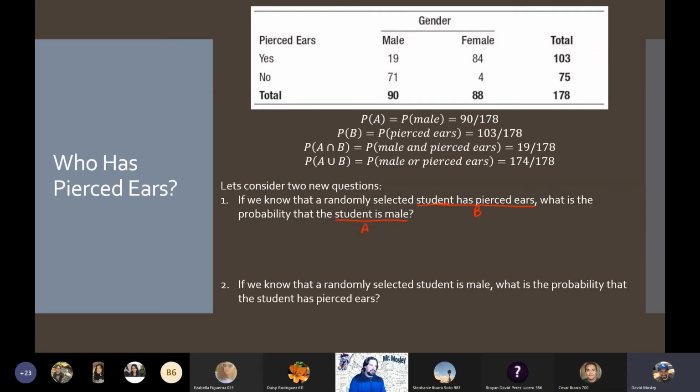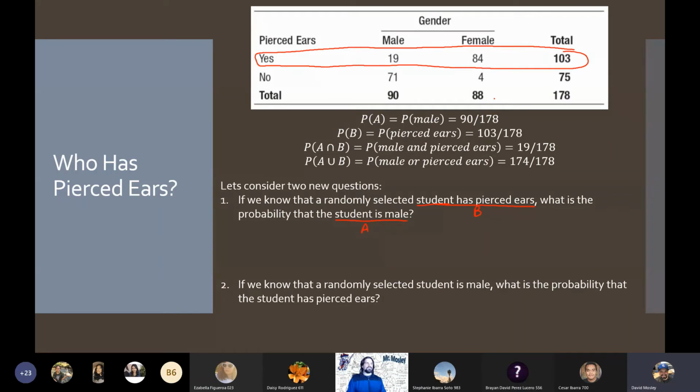All right. So Jose is correct. We know that event B has already occurred. We know that a randomly selected student has pierced ears. That's the condition. Right? Since we know this fact already, we don't have to consider all of the students in our probability. We only have to consider the students with pierced ears. Right? This row of data, the yes to pierced ears row.